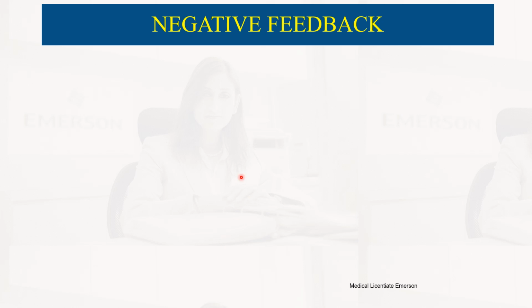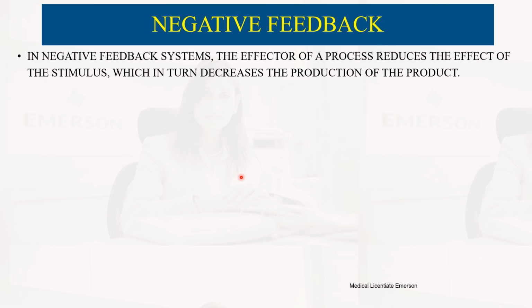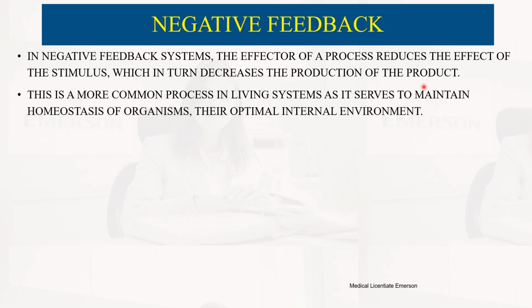Now let's look at the negative feedback. So in negative feedback systems, the effector of a process reduces the effect of the stimulus, which in turn decreases the production of the product. Okay, that's what happens.